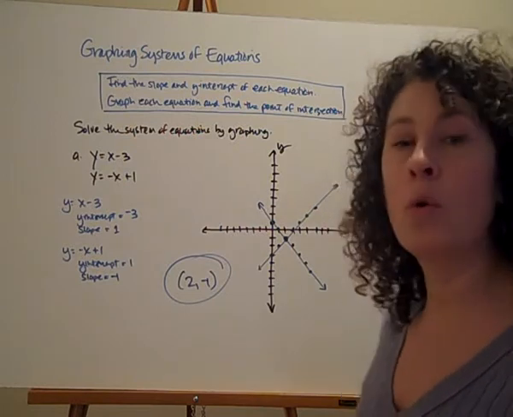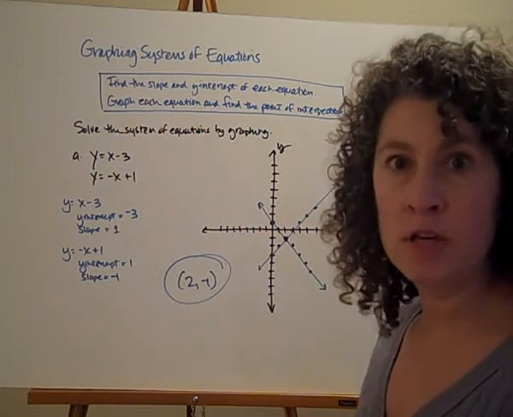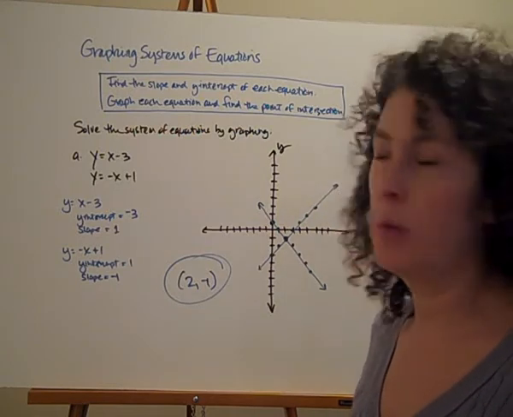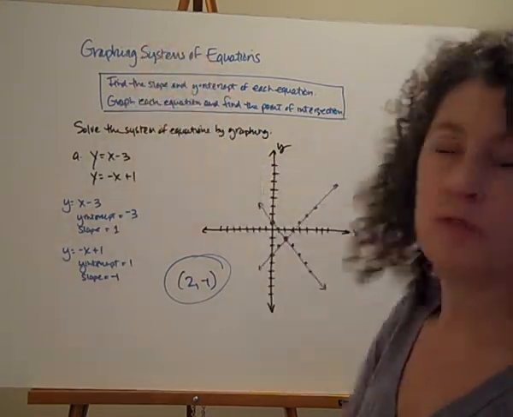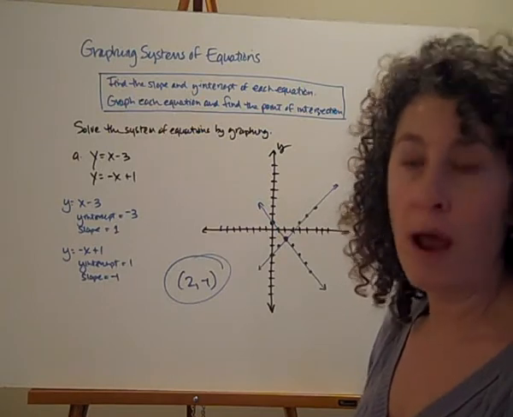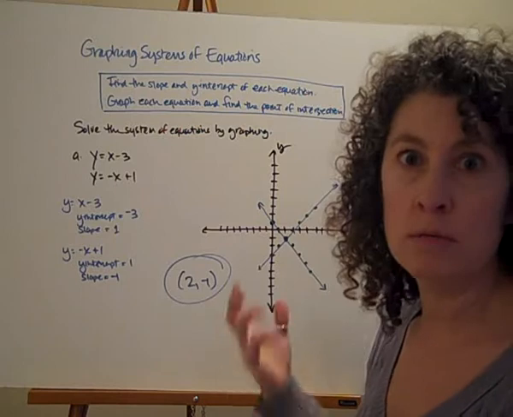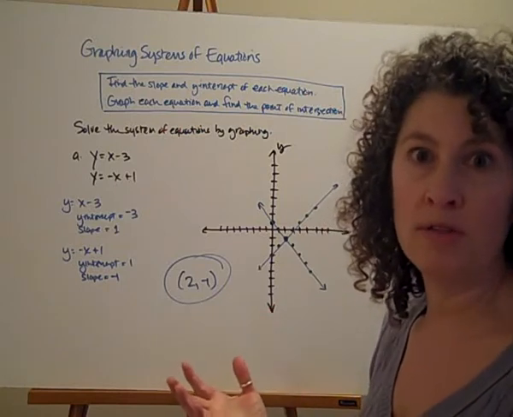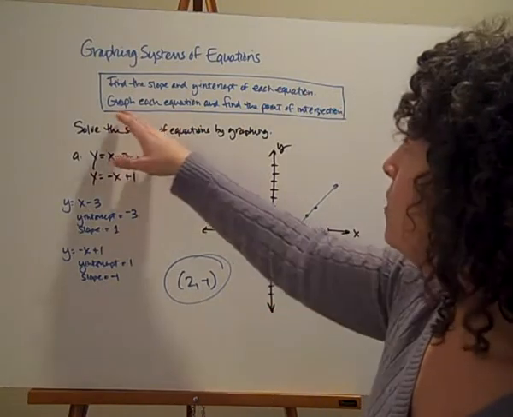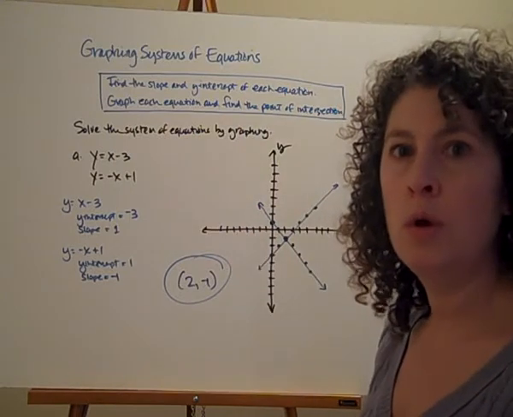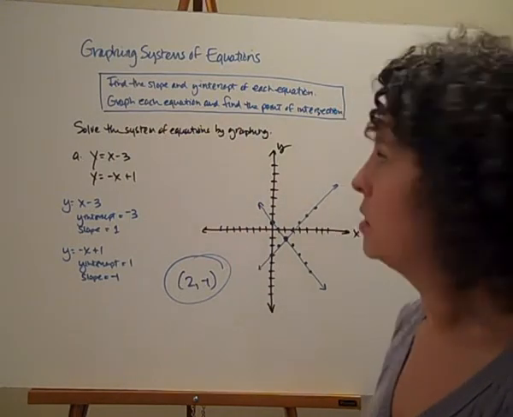Remember, a solution is an ordered pair that makes all of the equations that we're working with true, and a system has two equations using the same variables. So we're going to first solve these equations by graphing. To graph them, we're going to find the slope and y-intercept of each of the equations. That's probably the simplest way to graph a linear equation. And then we're going to graph each equation and find the point of intersection. So we're going to look where those two lines meet each other.